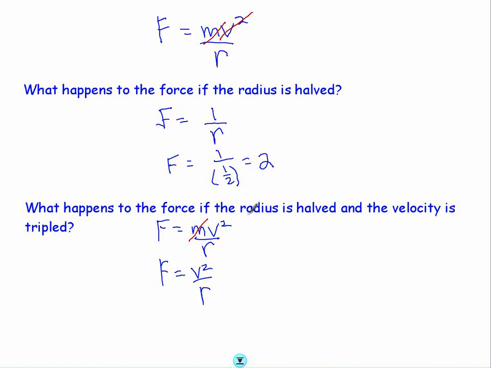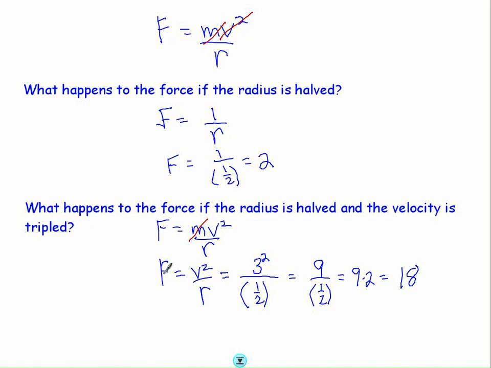So it says the radius is halved, the velocity is tripled. Let's put those things in. On the bottom, I have 1/2 for radius. On the top, I have 3. And remember, velocity is getting squared in this equation. 3 squared on the top. So that gives me 9 over 1/2. And that's the same as 9 times 2. So the answer is 18. The force is not equal to 18. The force is going to be 18 times bigger.